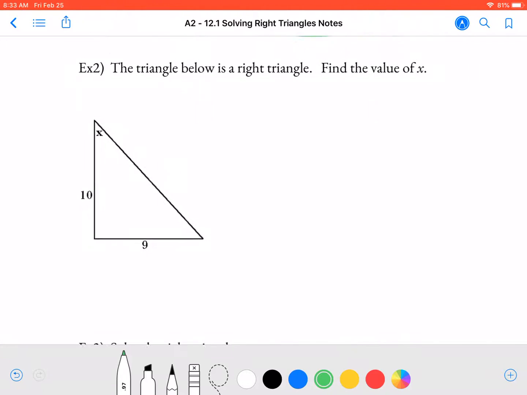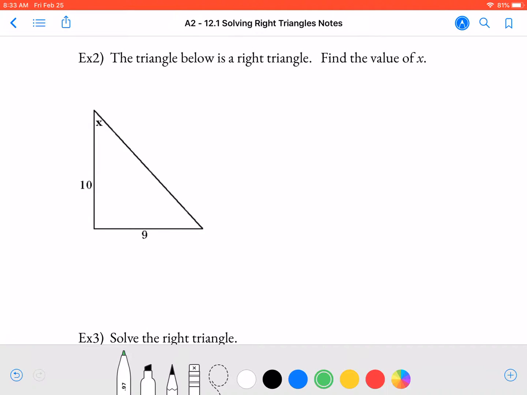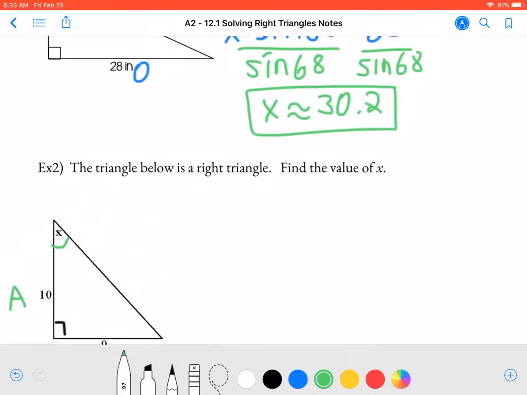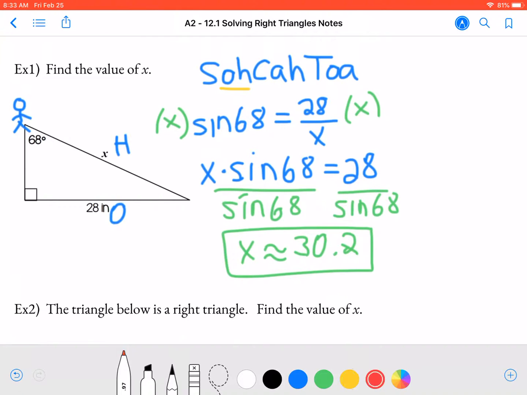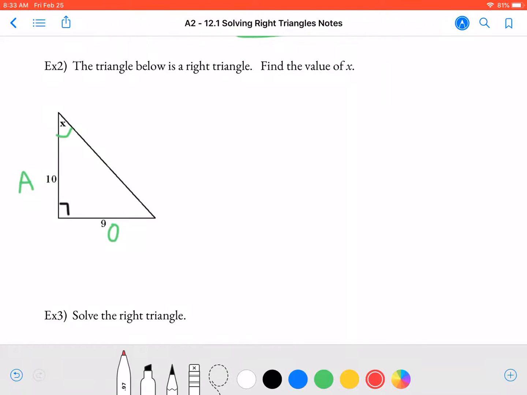Alright, example 2. We are finding the angle here. When we are finding an angle, we have to use the inverse. I'm still going to start with the same process: I'm going to label which is opposite, adjacent, hypotenuse. So this one is the opposite, and this one is the adjacent. The trig function that uses opposite and adjacent, opposite adjacent is TOA, so that's tangent. So I'm going to say tangent of the angle, which is what we don't know, there's my variable, is equal to the opposite over the adjacent, so 9 over 10.